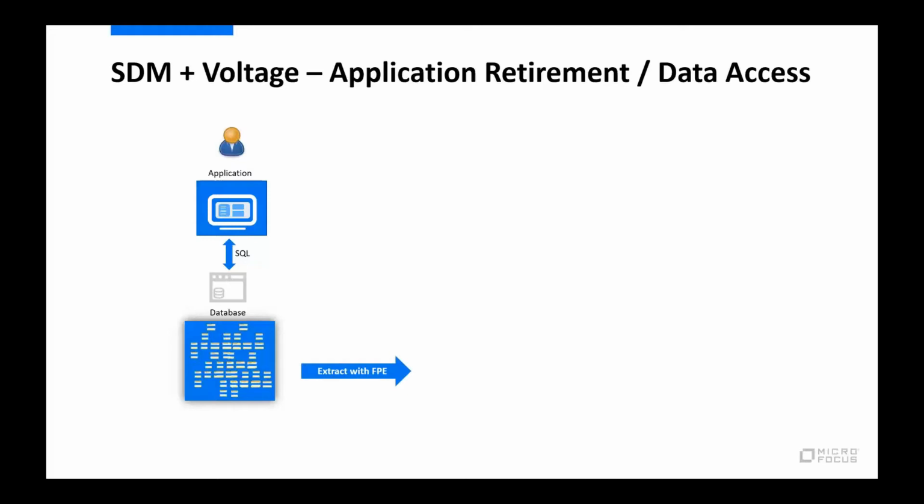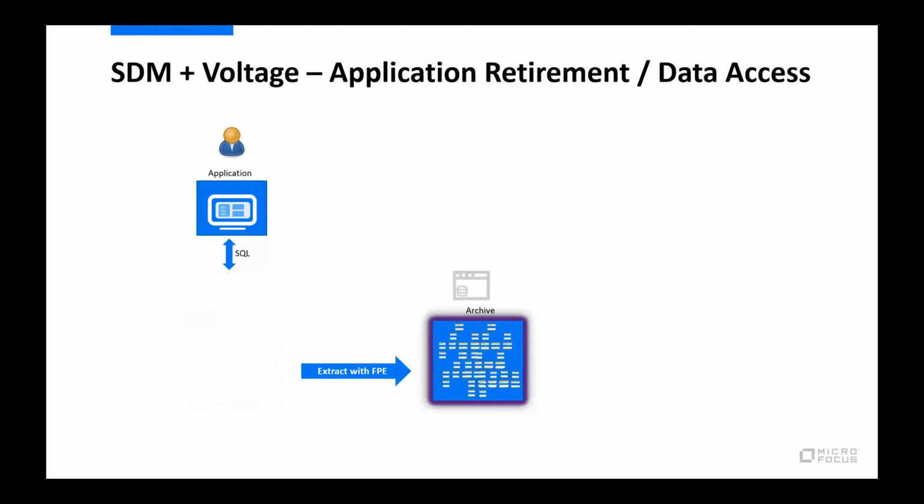Using Structured Data Manager, we'll extract all of the data out of the database and encrypt that data as appropriate using FPE, format preserving encryption, through our integration with Voltage. We now hold that data within an archive. It can be a file-based archive, or it could be a second database. That allows us then to get rid of, essentially retire, the original database and all of the data held within it, and retire the application. So in this state, the data is held within our archive in an encrypted format.